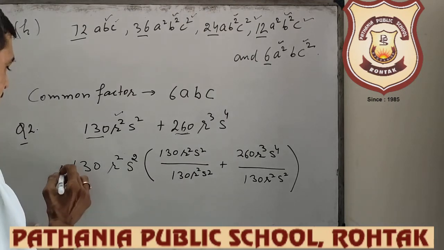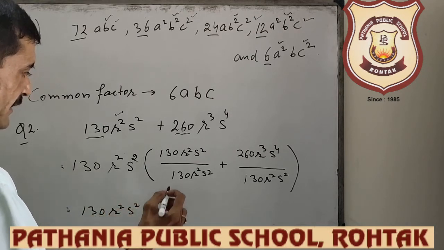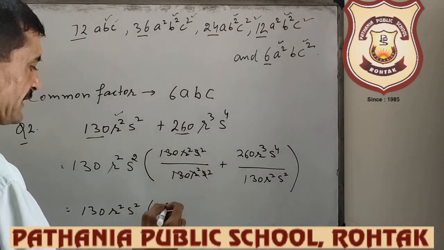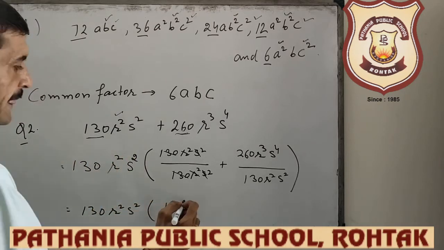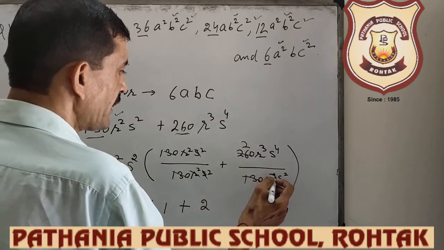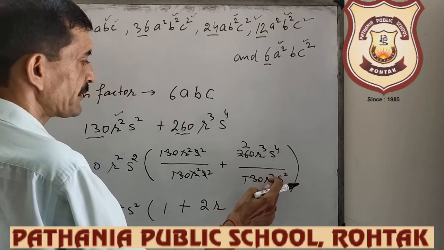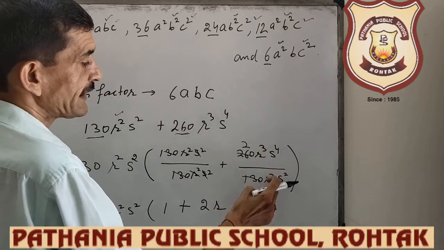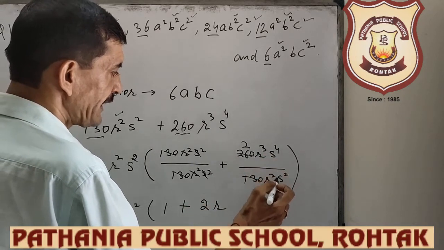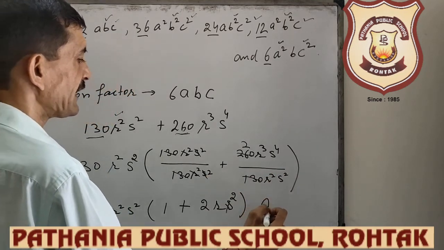तो हाउ शुड यू राइट? दिस इज इक्वल टू 130 r square s square. 130 to 130 cancel, r square to r square cancel, s square to s square cancel, only 1 is left, plus 260 by 130 is 2, so 2 is there, r cube divided by r square, 1 r is left because 3 power is there, 2 power is there, so it is 3 minus 2, 1 power is left, and s4 by s square is what? S raised to the power 2. So this is the answer.